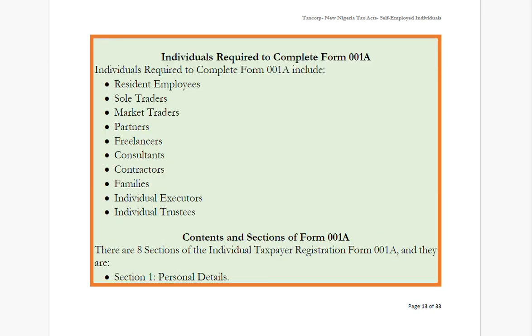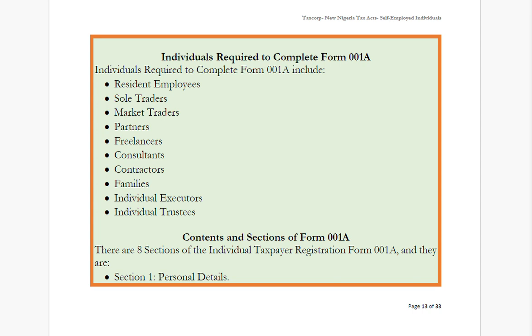Individuals are required to complete Form 001A. So which are the individuals that are required to complete this particular form? The individuals required to complete Form 001A include, first, resident employees, sole traders, market traders, partners, freelancers, consultants, contractors, families, individual executors, and individual trustees.